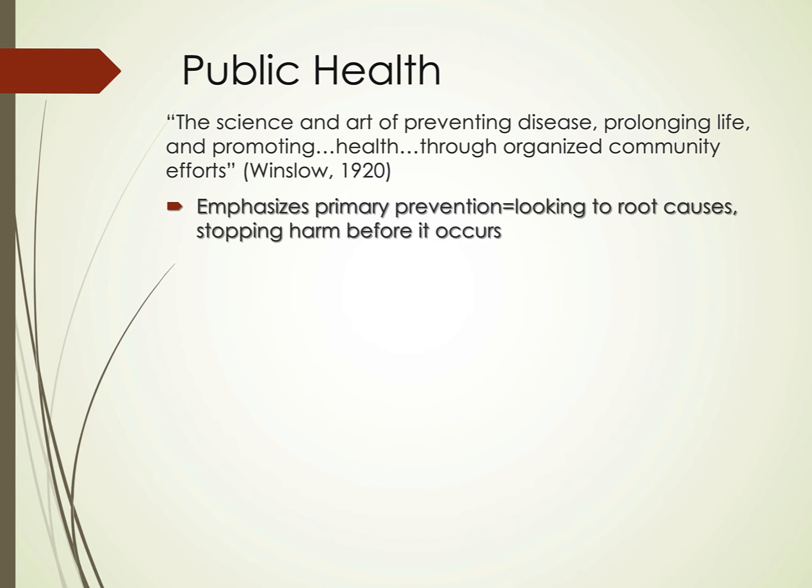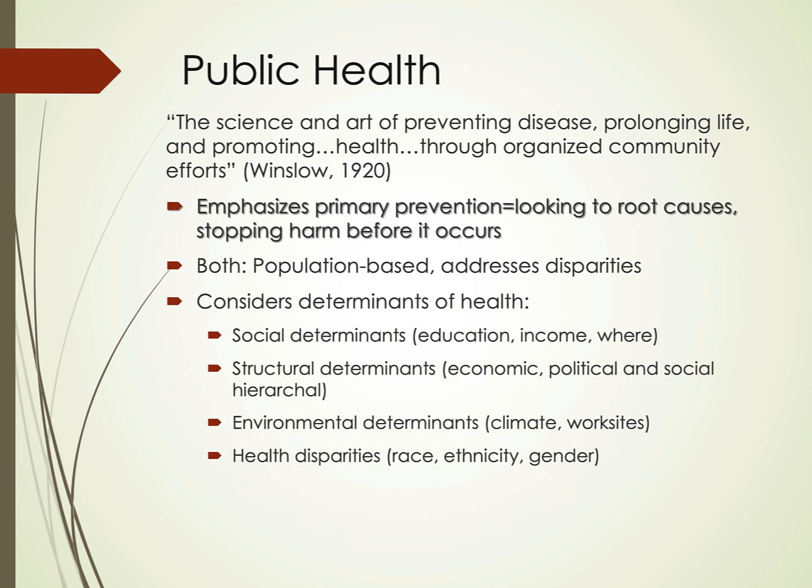And if we can try to prevent some of this stuff before, get population based, how to address disparities. These are all things that public health looks at, considers social determinants, education, income, where they live, structural determinants, economic, political, and social, environmental, climate, work sites, health disparities, race, and gender.